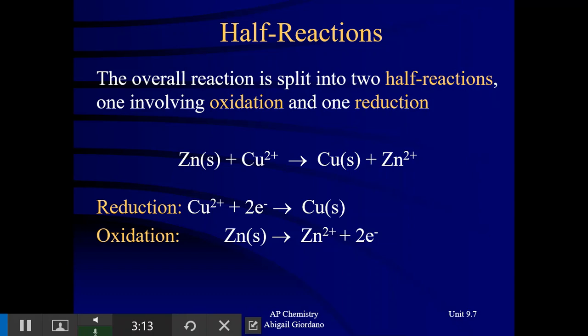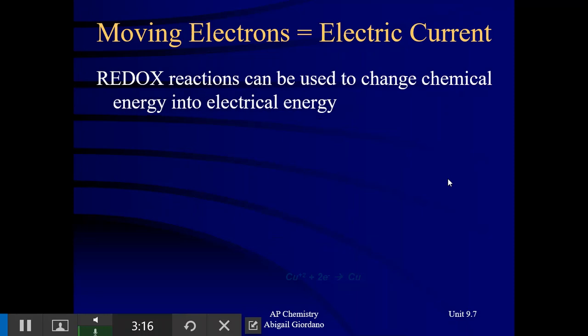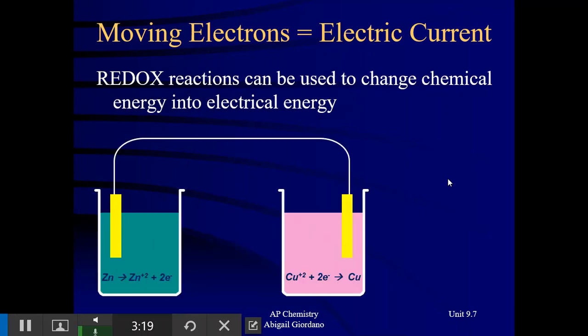Okay, and what happens here, okay, this is called a galvanic cell, and I'm going to go into much more detail on this, but essentially we can use these two half reactions and cause electrons to flow through a wire. Moving or flowing electrons, that is electricity. So we're using chemical reactions and turning it into electrical energy. So let's just look at this.